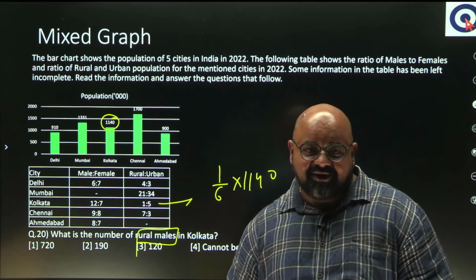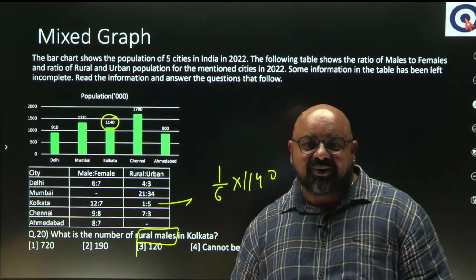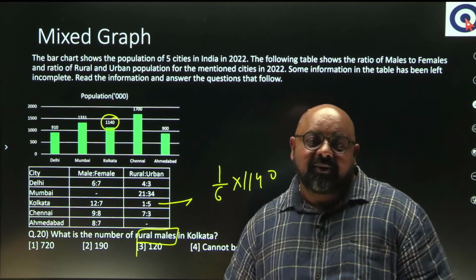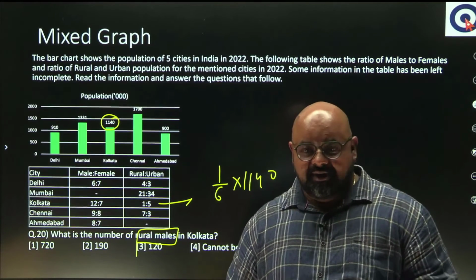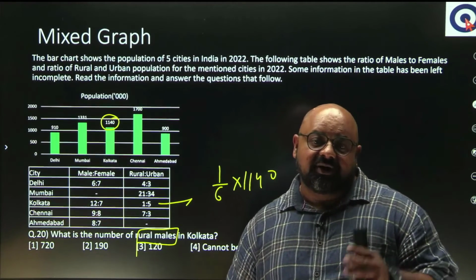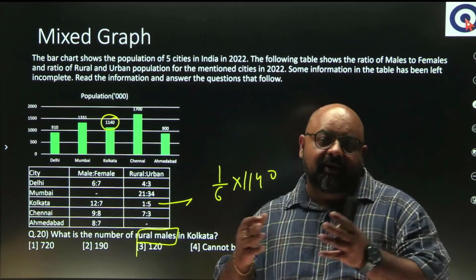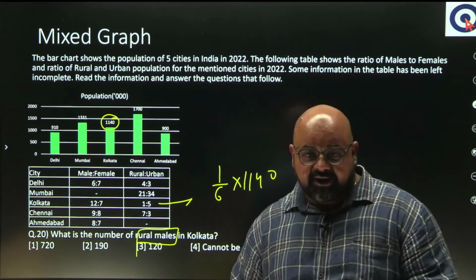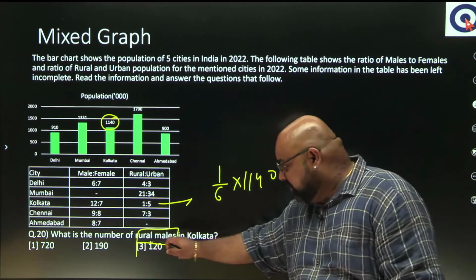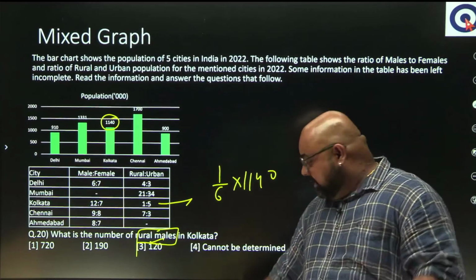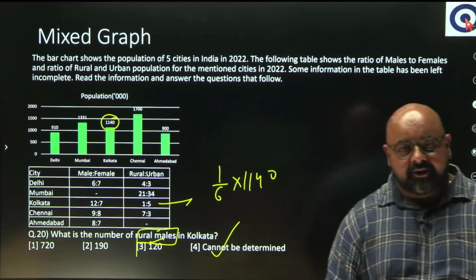Again, please control your urge to answer this, find a value, because that information is not given. Males to females is for the entire population. The ratio could be different for the rural part, it could be different for the urban part, and therefore technically at this point, because this breakup is not given, the answer simply becomes cannot be determined, right?